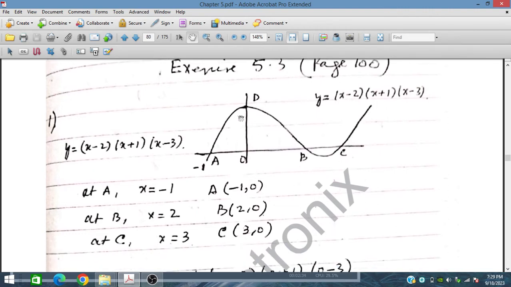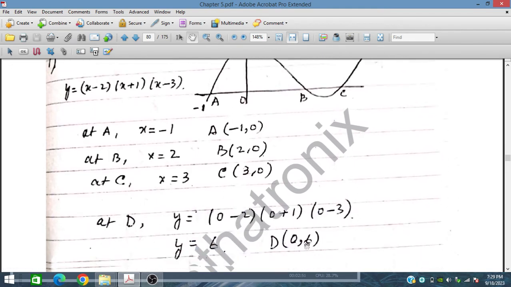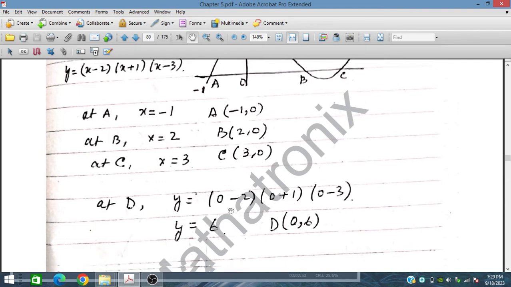And at point D, we can set x equal to 0 because on the y-axis x is 0. Then minus 2 times 1 times minus 3 is plus 6. So at point D, this is 0 comma 6. So this is part 1.